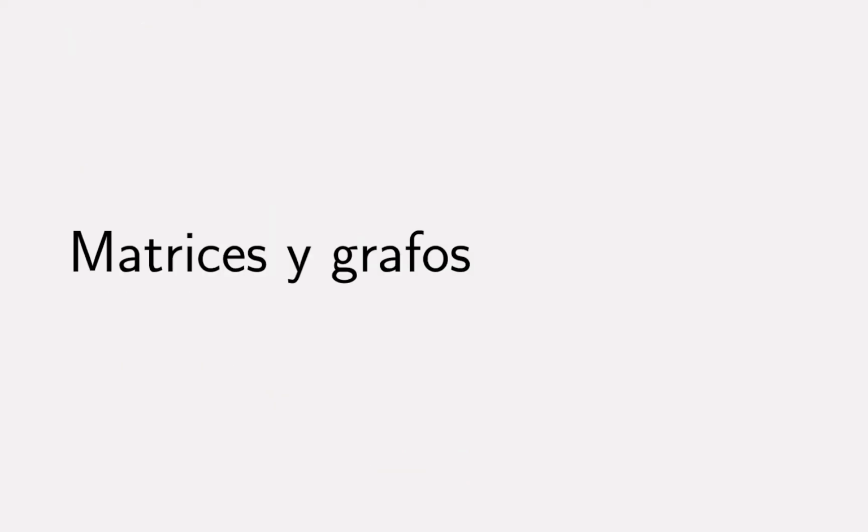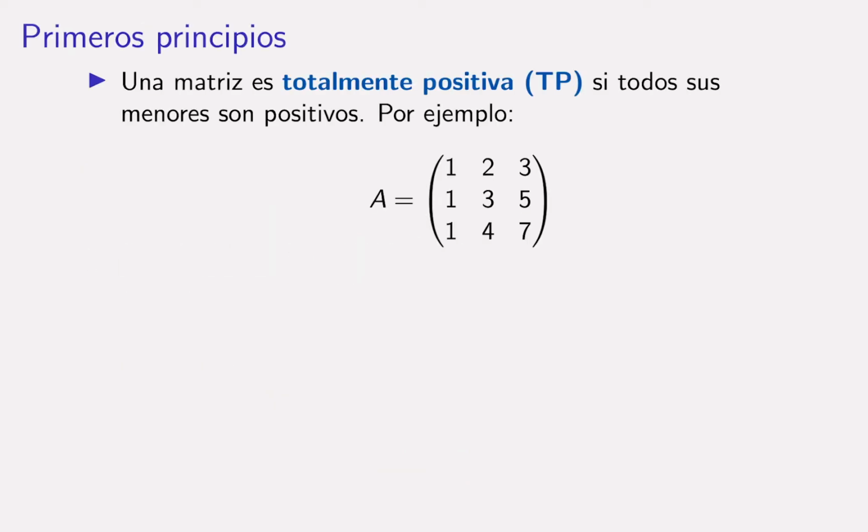So let me start giving a basic background about matrices. The first thing is when a matrix is totally positive, so we are going to call it a TP matrix. That means that every minor of the matrix is positive. Remember that a minor is just any box of any size less than or equal to the size of the matrix. Like in this case, we have a 3x3 matrix.